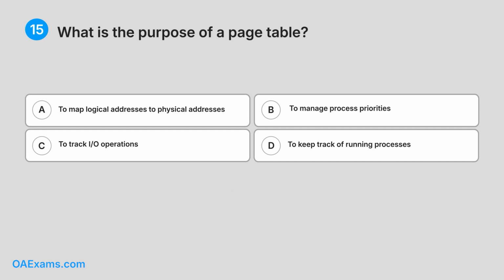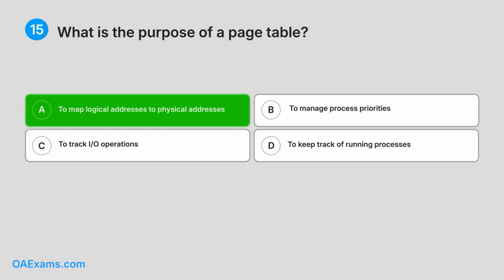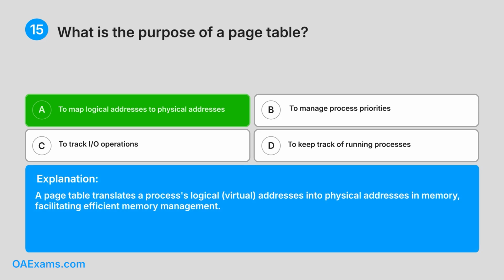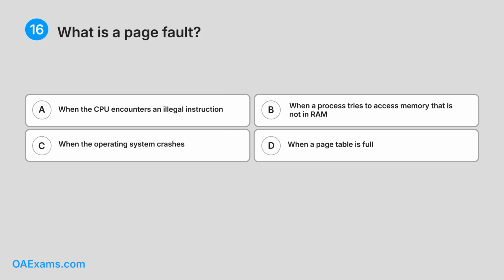Correct answer: A. To map logical addresses to physical addresses. Explanation: A page table translates a process's logical, virtual addresses into physical addresses in memory, facilitating efficient memory management. 16. What is a page fault?